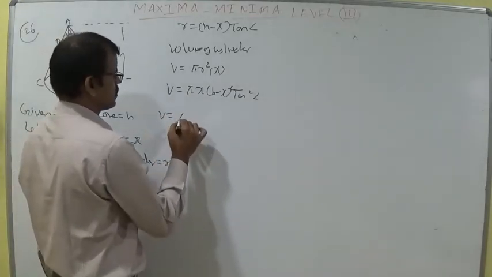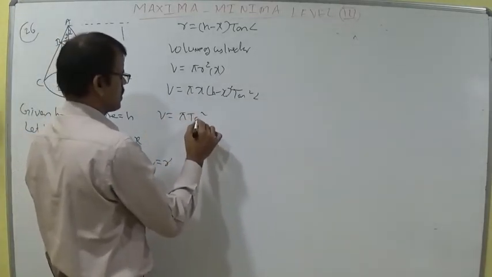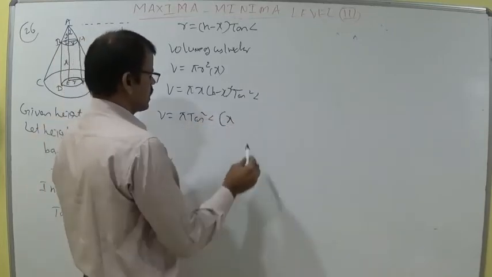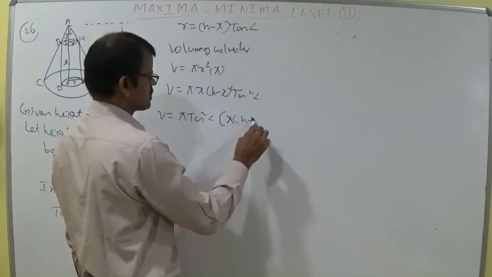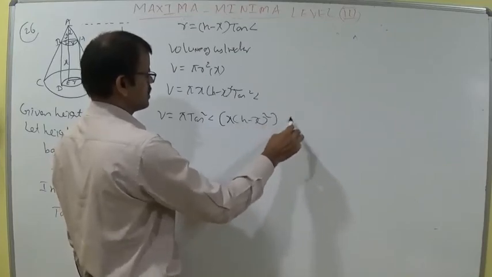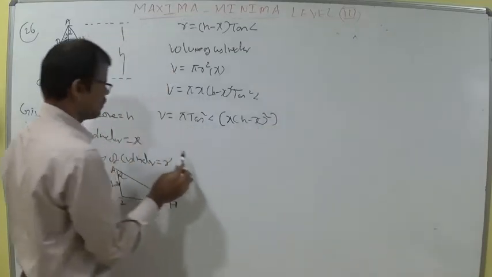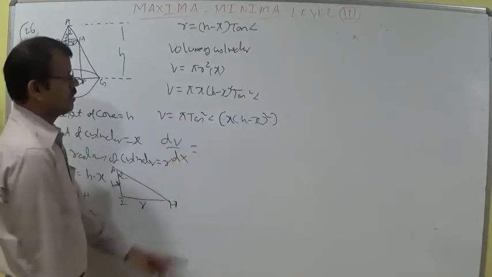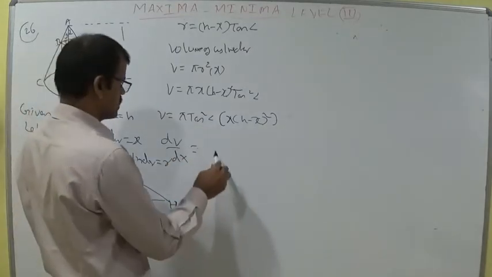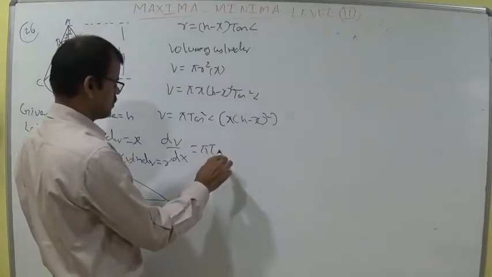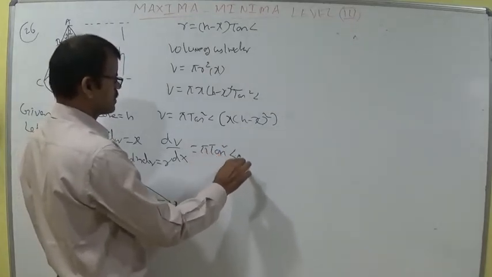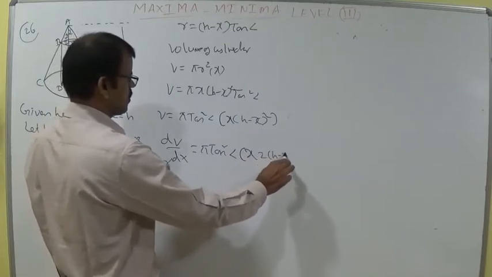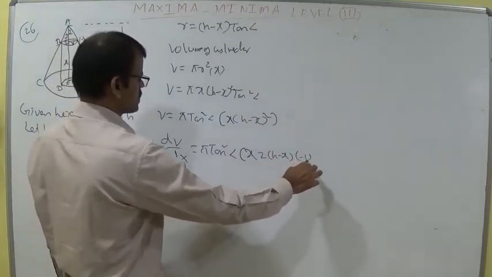Now you should calculate dV by dx. Whether the volume of the cylinder is min or max, dV by dx is equal to 0. And here pi tan square alpha into, this is the UV method, UV dash plus VU dash. x into 2 into h minus x plus internal derivative minus 1, plus 2 into h minus x into minus 1 plus h minus x whole square into 1 is equal to 0.